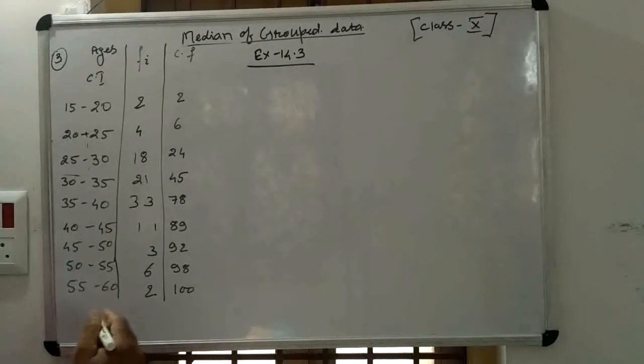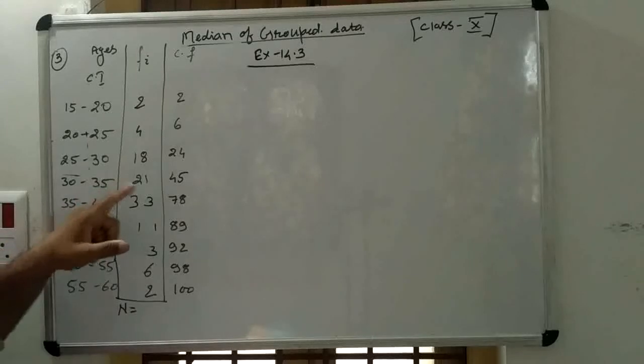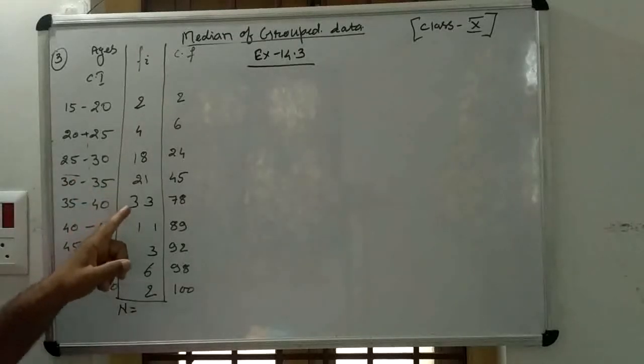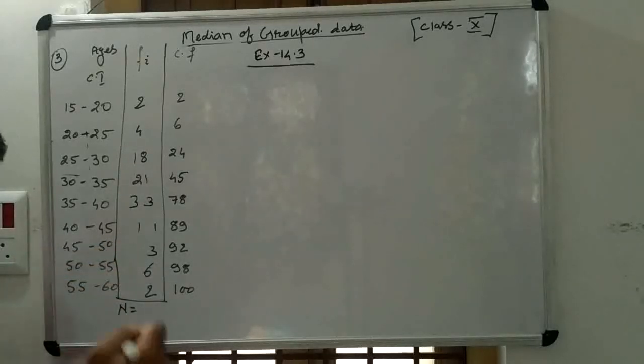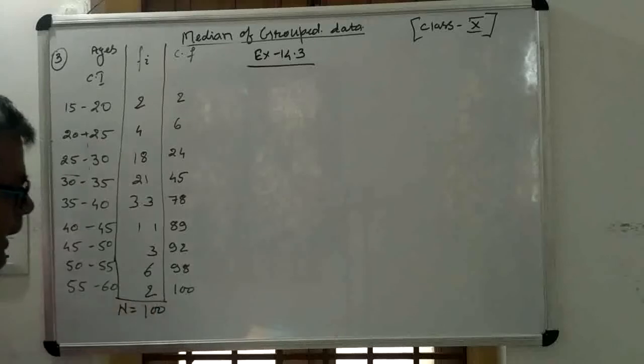Now you have to add all these. So here n will be what? 3, 4, 2, 6, 18, 6, 24, 24, 20, 44, 1, 45, 45, 30, 75, 3, 78, 78, 10, 88, 89, 92, 94, it is 100.